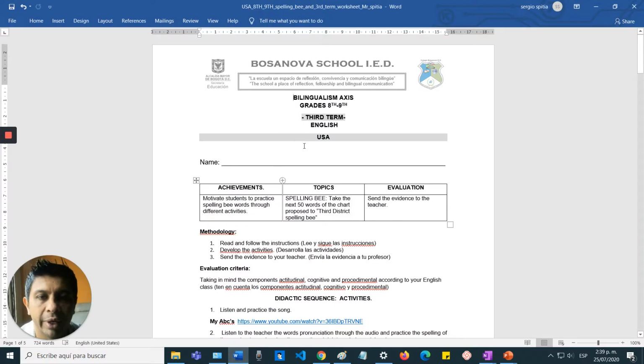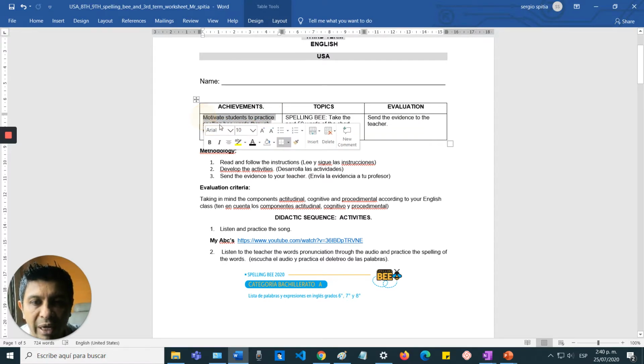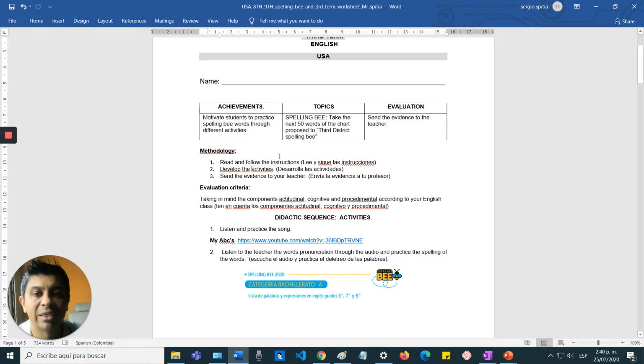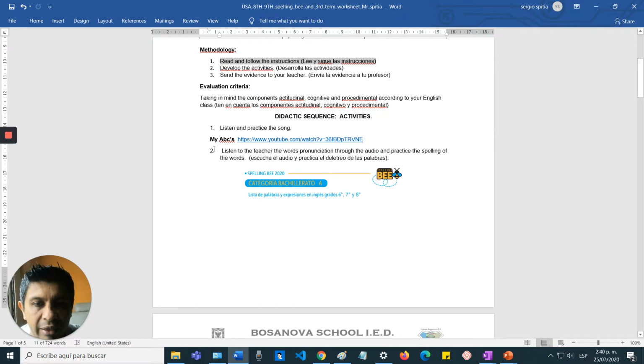So, okay, let's review a little bit of the worksheet. Here at the top, grade 8 and 9, and we have the achievements. Remember that achievements is a synonym for performances. Tenemos desempeños, motivated students to practice spelling bee words through different activities. So we're going to analyze the methodology of this worksheet. Read and follow the instructions.